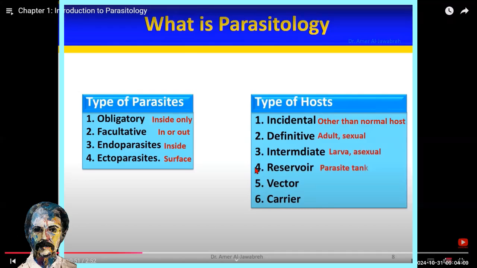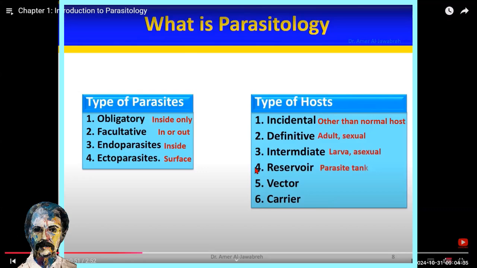So there is a tank, and usually this tank is a rodent or an animal. This tank, we call it a reservoir. Reservoir means a tank of parasites. Usually these reservoirs are like carriers. Usually they don't show symptoms. If they do show symptoms, the symptoms are mild.